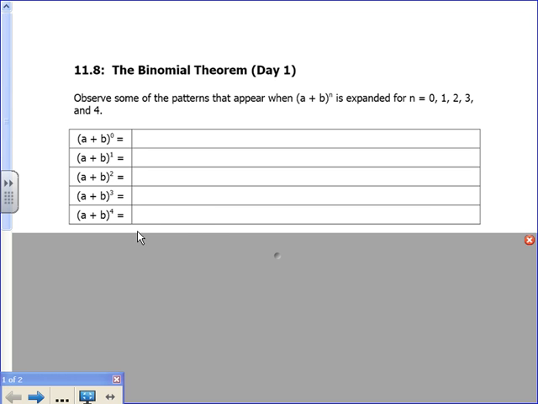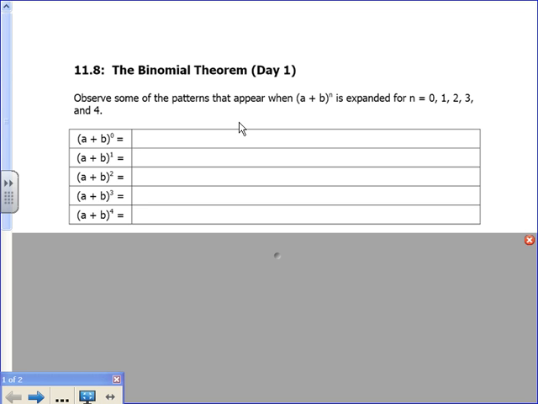Okay, this is 11.8, the binomial theorem, day 1. So kind of still talking about patterns, but very different at the same time from what we were talking about before. So we're going to take 2 days on this binomial theorem. It says on top, observe some of the patterns that appear when (a + b)^n is expanded, if n is 0, 1, 2, 3, and 4, and so on.